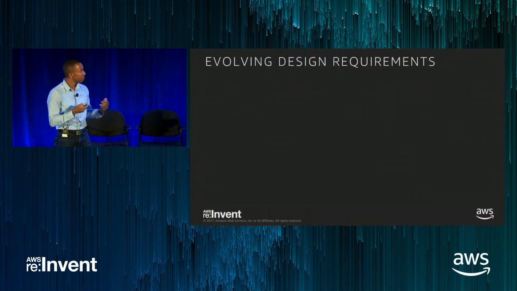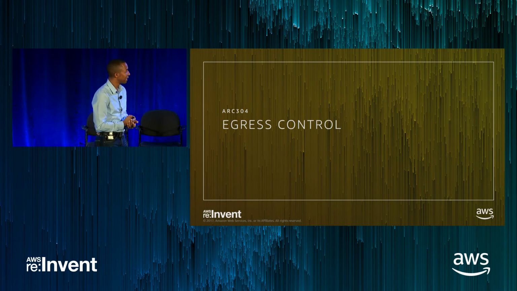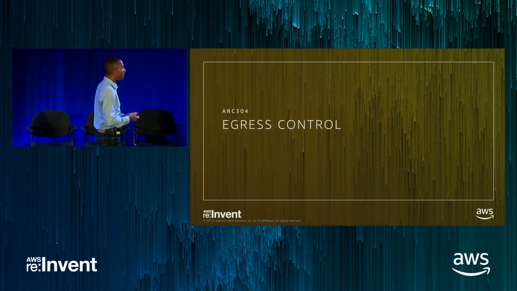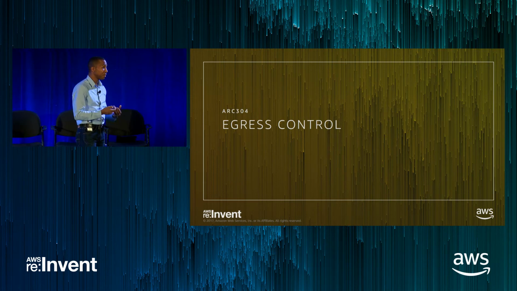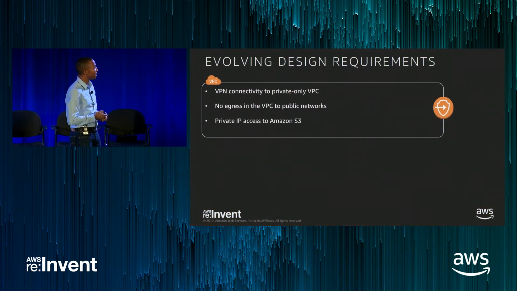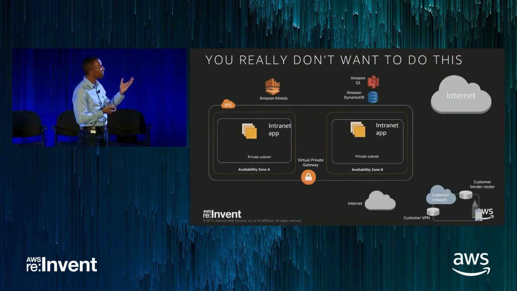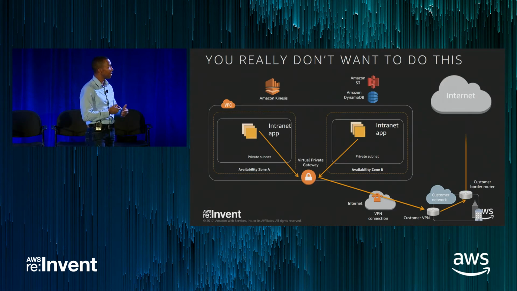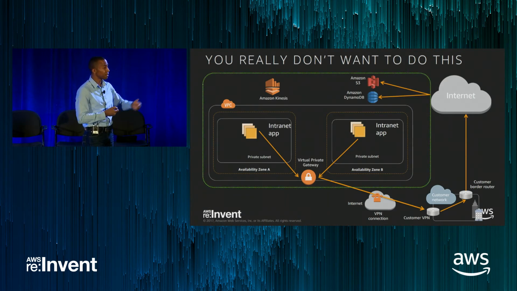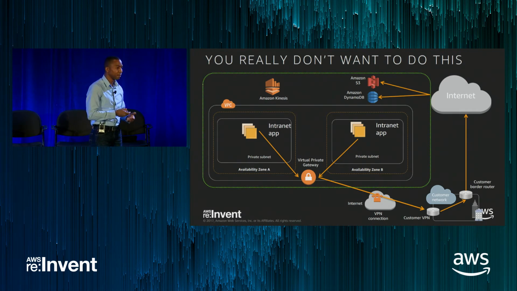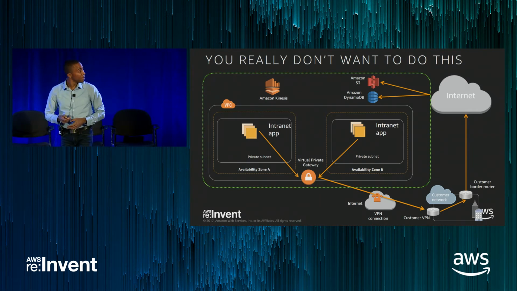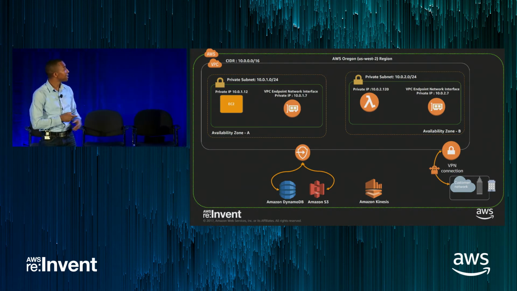So let's talk about egress control. More and more, we build applications to interact with AWS public AWS services. Once upon a time, customers did this, for example. I mean, you could do this. We don't recommend it, right?